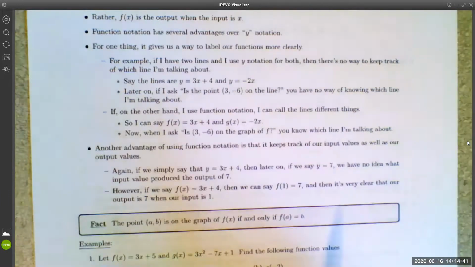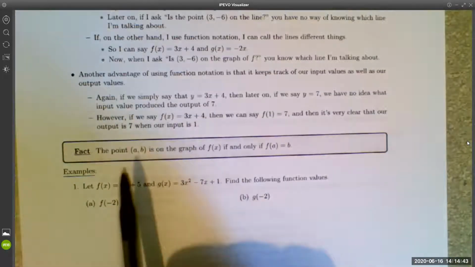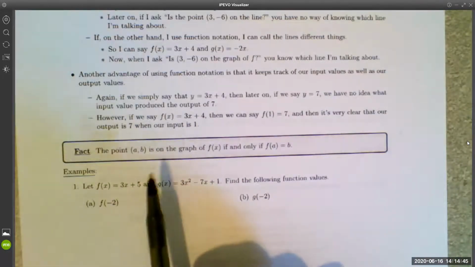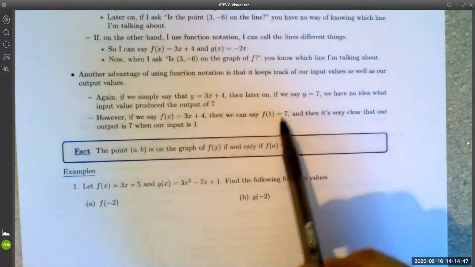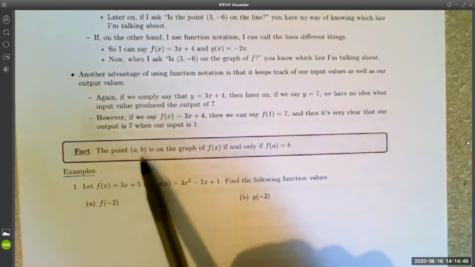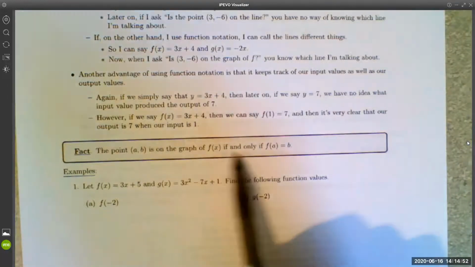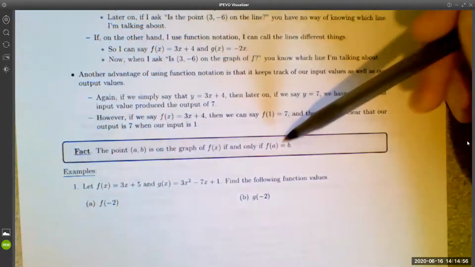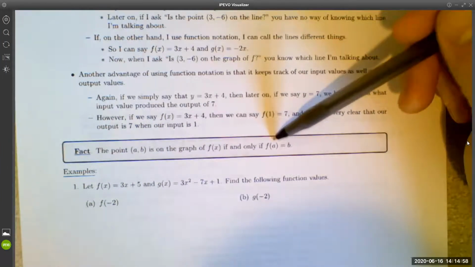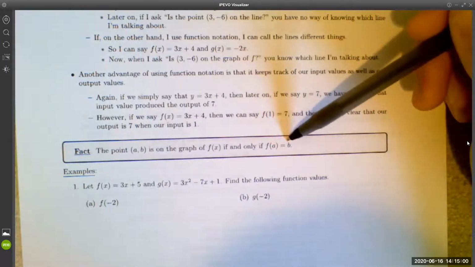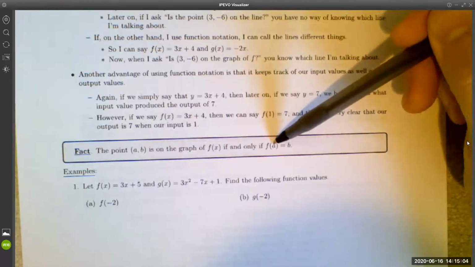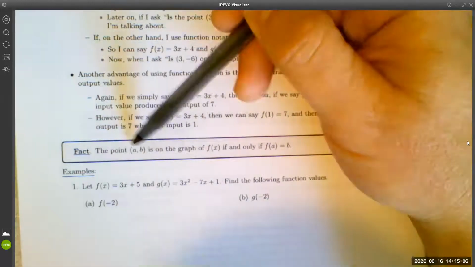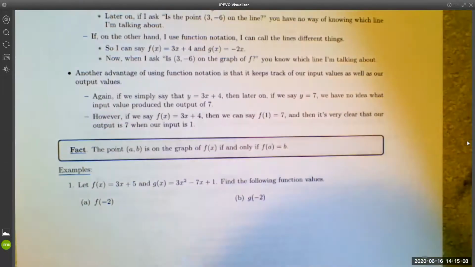And it leads to the following fact that is maybe not obvious when you first look at it, but it is obvious when you look at things like this. The point (a, b) is on the graph of f of x if and only if f of a equals b. Because that's exactly what we're saying: when the input value is a, the output value is b. And if that's true, then when you plugged in a for x, you got b for y. So the point (a, b) is on the graph.